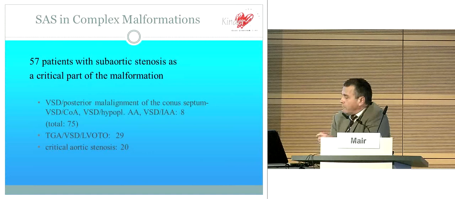8 patients had this complex of VSD with posterior malalignment, VSD of the conus septum, VSD with coarctation, VSD with hypoplastic aortic arch, and VSD with interrupted aortic arch. 29 patients were complex transpositions, and 20 patients were critical aortic stenosis with subaortic stenosis.